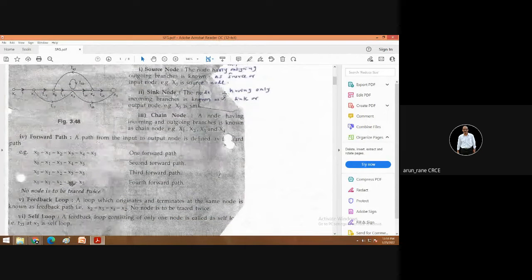So other than these four, is there any other forward path? This is very important for solving the problems: identification of the forward path. Like I showed you, x0, this is one straight away: x0, x1, x2, then x3, x4, and x5.